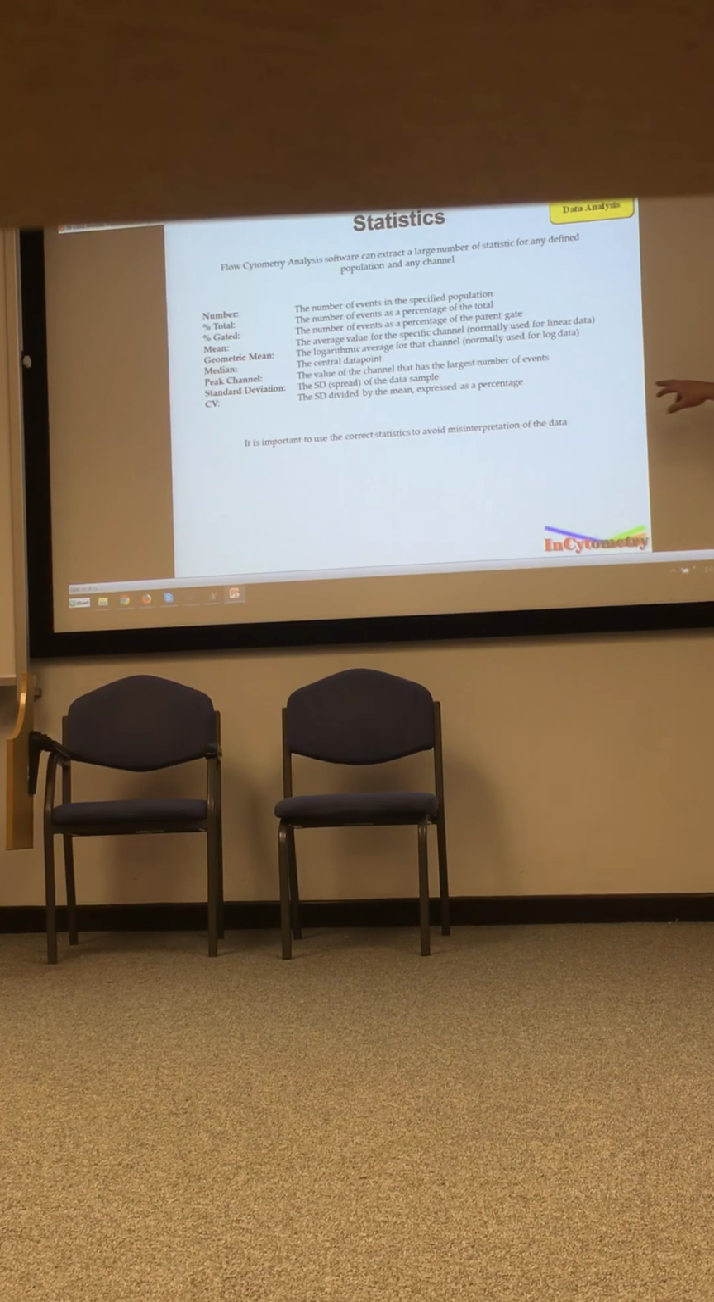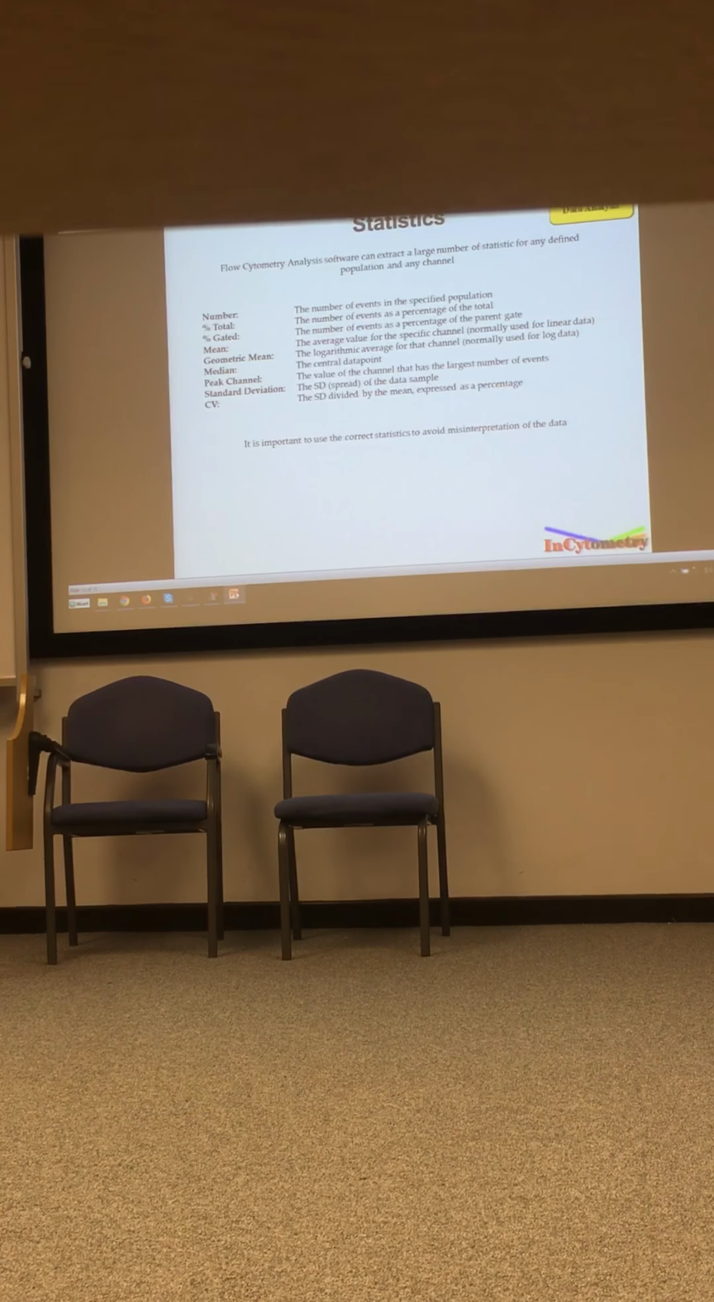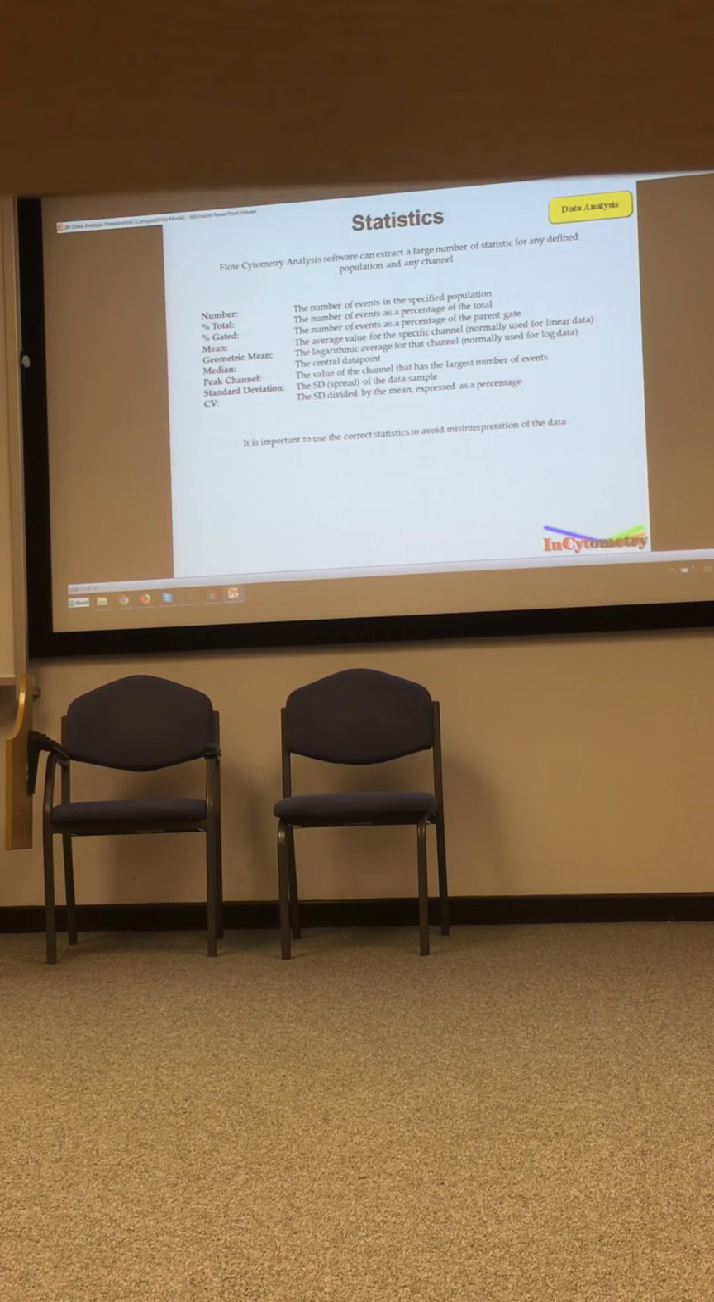Things like CV is really used for QC. CV is a coefficient of variation. It's just the width of the peak. The wider the peak, the higher the CV, and you tend to use it when you're looking at QC.